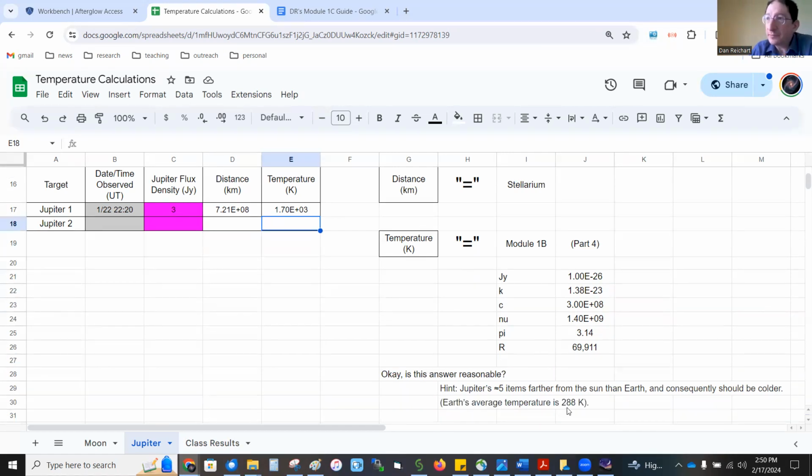Earth's temperature in Kelvin is 288. And Jupiter's much farther away. It's about 5 times farther from the sun, the source of heat in the solar system, than the Earth. So you should expect Jupiter to be colder than the Earth. And in my calculation here, I got it as hotter. You'll have to see what you get for your own calculation. But if it's hotter, that means the radio waves that we're detecting probably are not thermal emission. It's probably something else. So what else could it be?